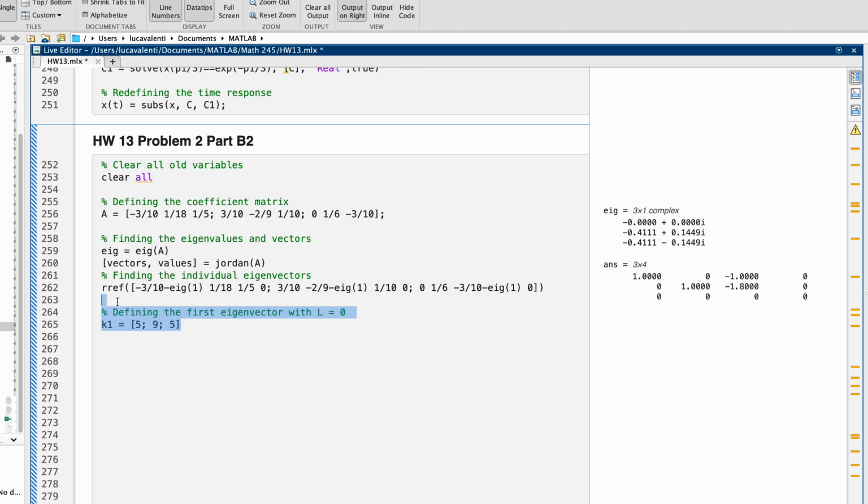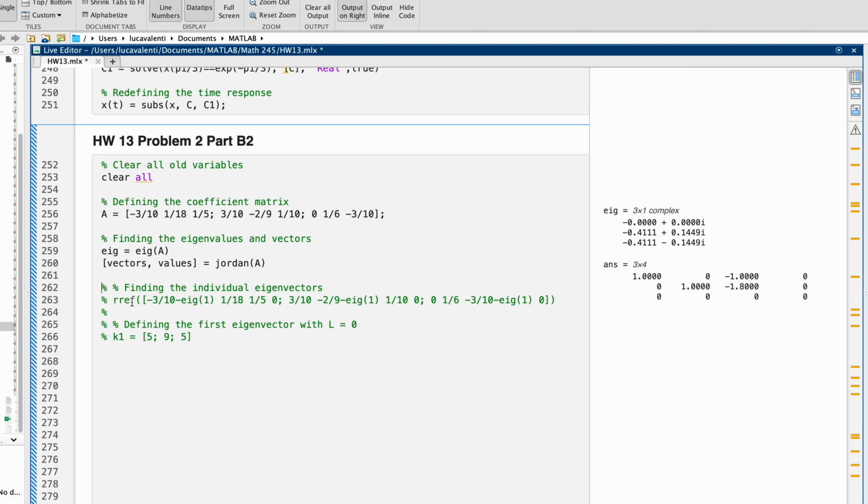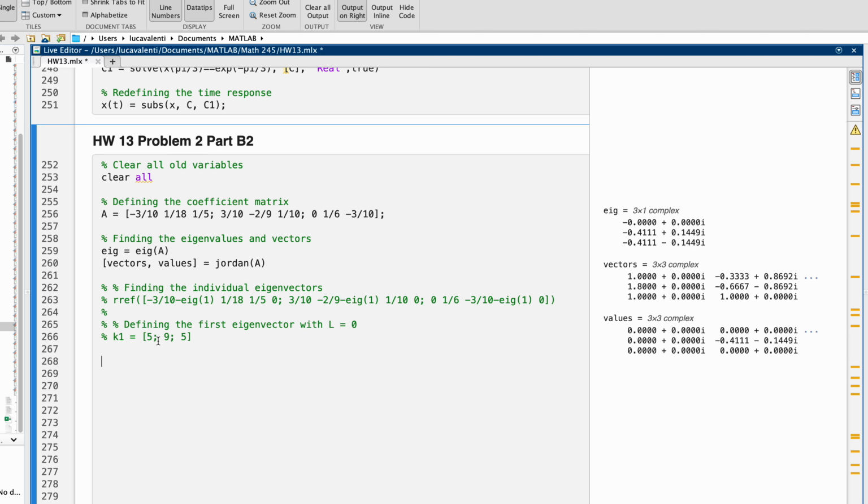And let's comment this stuff out real quick. And let's Control Enter. First, we can validate this one right here. So vectors. We had one vector that was 1, 1.8, and 1, which is the same thing, because if we multiply by 5, we actually get this vector right here. But now something interesting is that from this, we can pick out the imaginary part and the real part.